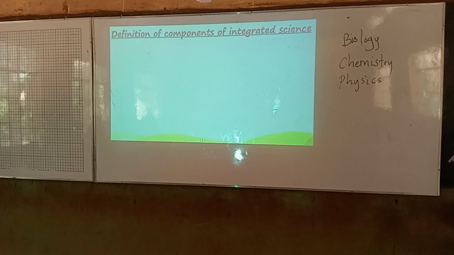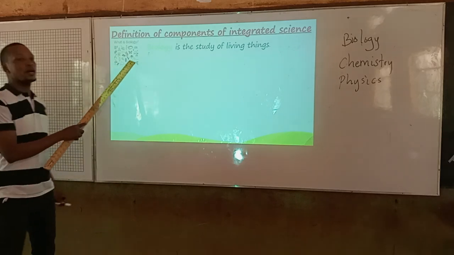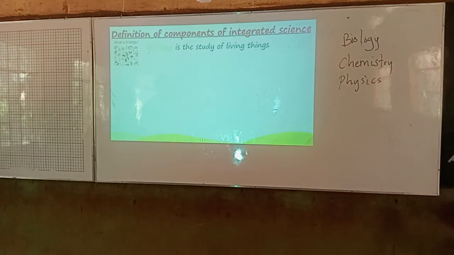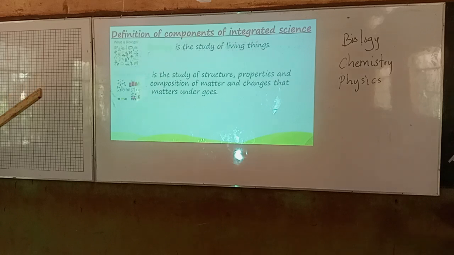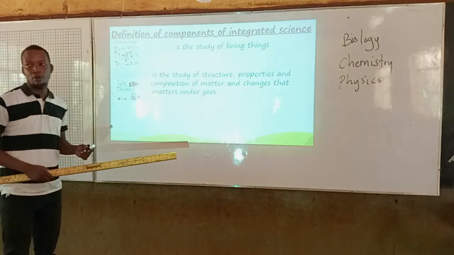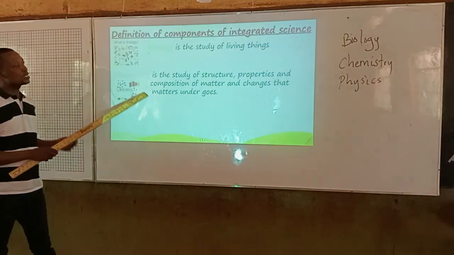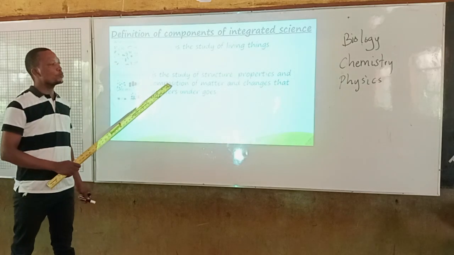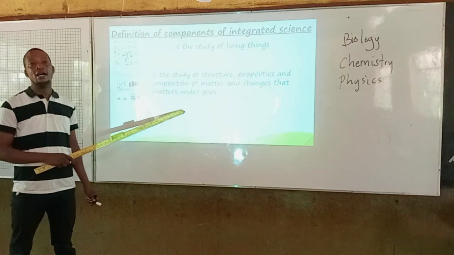Now we want to look at the definition of these components. Biology. We are talking about biology. Biology is the study of living things. Now that one is physics. Eyes on the board. Eyes on the board. Chemistry is a study of structure, properties, and composition of matter and changes that matter undergoes.